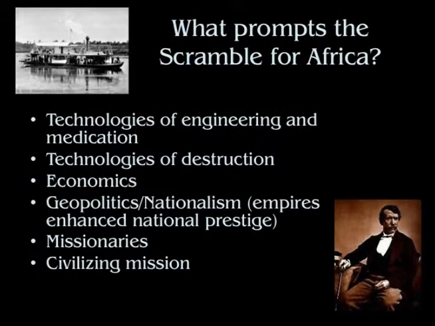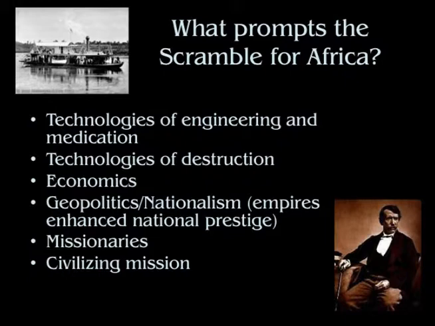So there are certain changes that prompt what's known as the scramble for Africa. Well, we do have changing technologies, we've got changing dynamics when it comes to economies and geopolitics, we've got the influence of missionaries, and then we also have an entire slide where I'll explain the so-called civilizing mission.